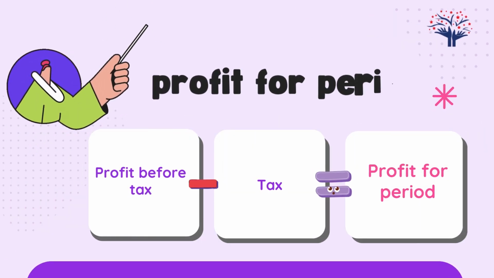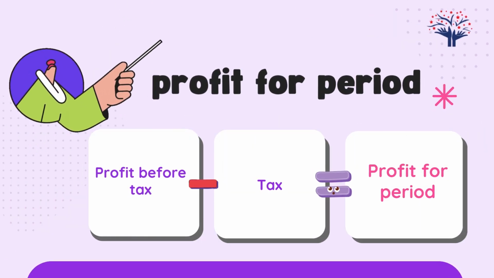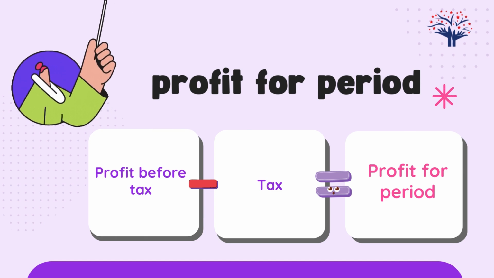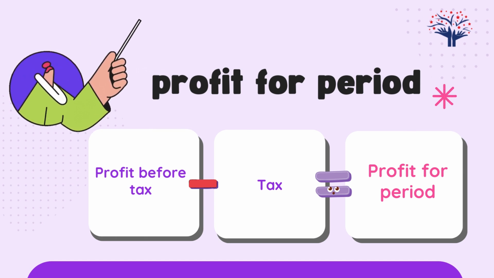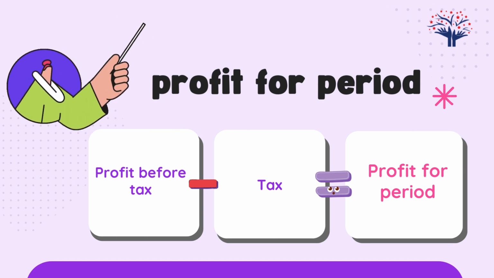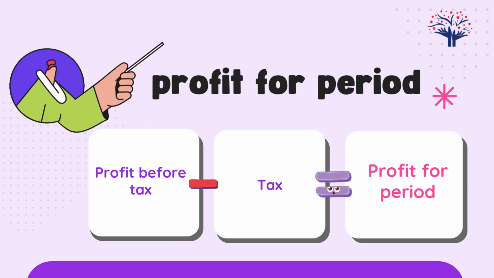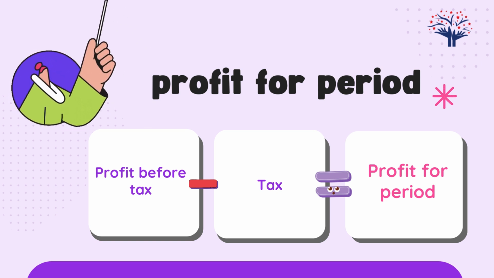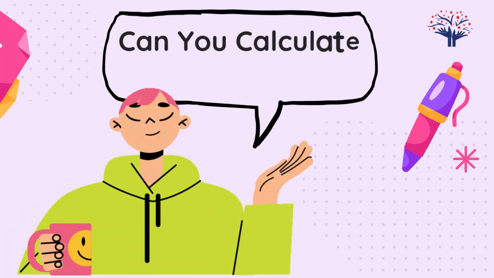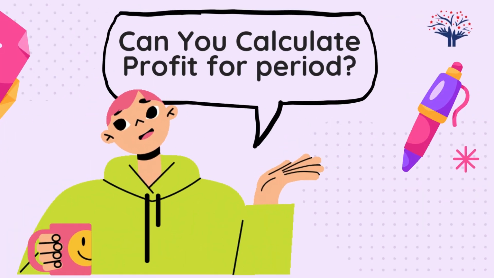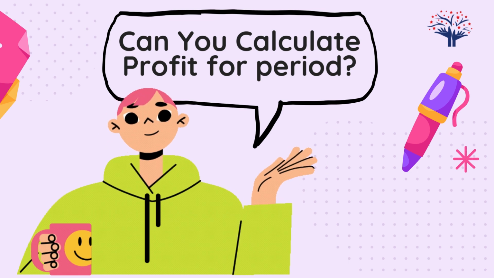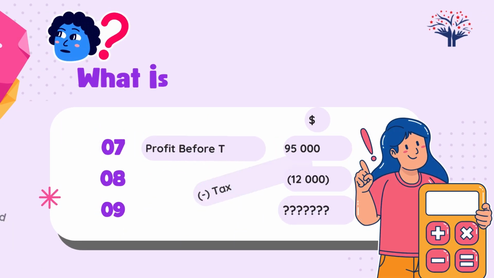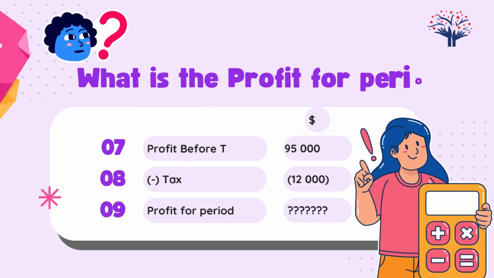Now, let's calculate the profit for the period. To do this, we take the profit before tax and subtract the tax on profits. This final figure represents the business's net earnings after all taxes and financial obligations have been accounted for. Now it's your turn again. Can you calculate the profit for the period? Here's a hint. Subtract the tax on profits from the profit before tax.